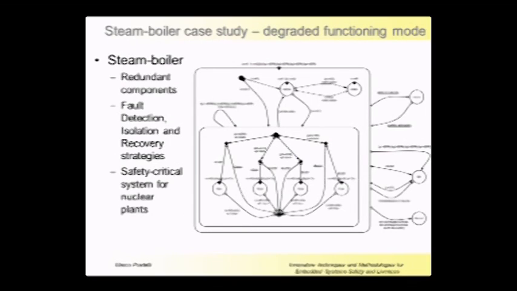This is the degraded functioning mode of the steam boiler case study. I show this because we have to distinguish between faulty pumps and working pumps, so there are a lot of temporal constraints, for example, and all faults of the pumps are contained at this level, in this chart. And on your right, there are the other functioning modes that can be reached, for example, for an emergency shutdown of the system.